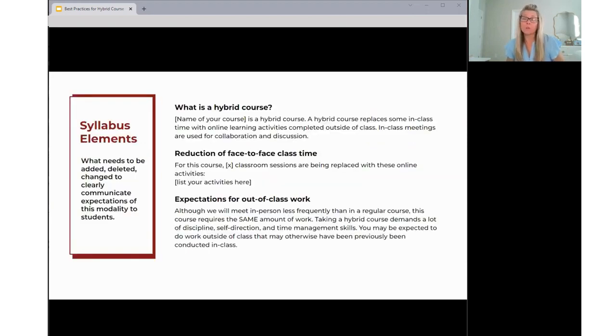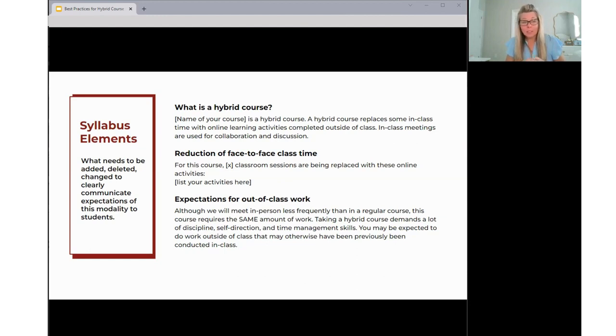So some things that you might consider adding in, and here are some examples. So you might have a section in your syllabus that starts with what is a hybrid course, and you can say Comp 101 is a hybrid course. A hybrid course replaces some in-class time with online learning activities completed outside of class. In-class meetings are used for collaboration and discussion. So instead of a student coming to class expecting a lecture, they're going to come to class expecting a lot of discussion and active learning.